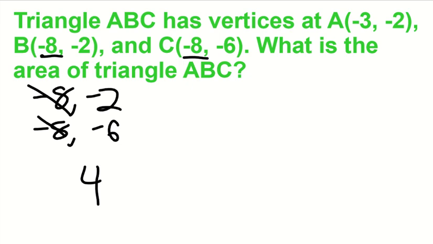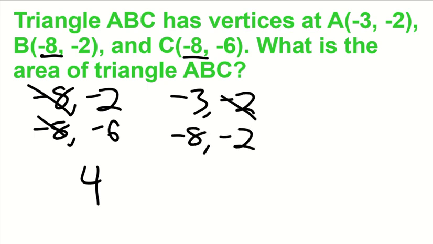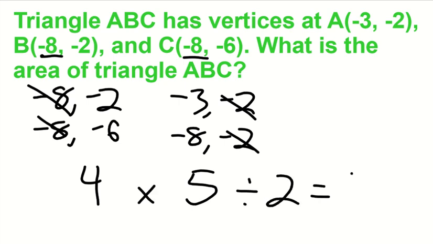Then we got to do matching y's. So we got -3, -2, -8, -2. Cross out the match. Signs are the same, so we're subtracting absolute values. So we got 5 and 4. We do 5 times 4. Since it's a triangle, though, got to divide by 2, and that gives us 10. Any questions?